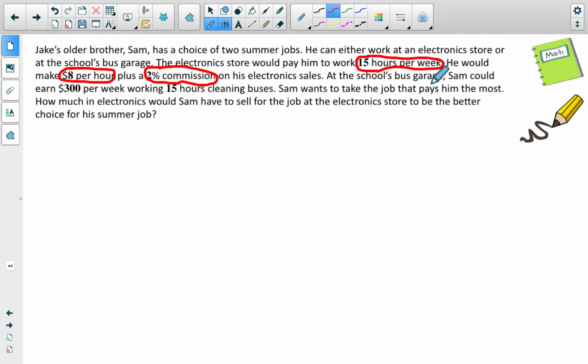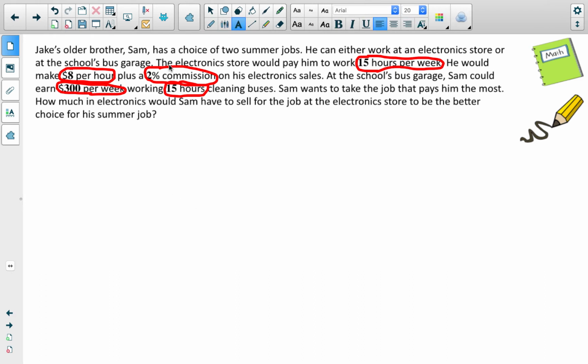All right. At the school's bus garage, Sam would earn $300 per week working 15 hours. So this one already tells you he would get $300 for 15 hours. What's really nice about this problem is that the hour amounts are equivalent, so we have to do less conversion than we otherwise would. Now, how much in electronics would Sam have to sell for the job at the electronics store to be better?